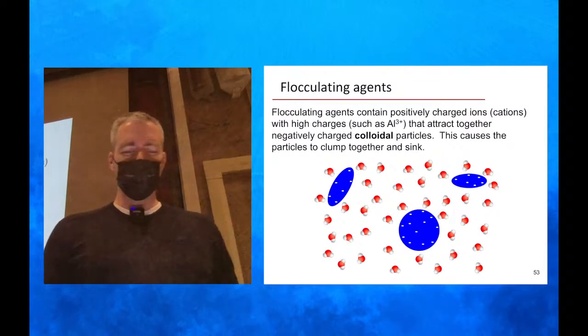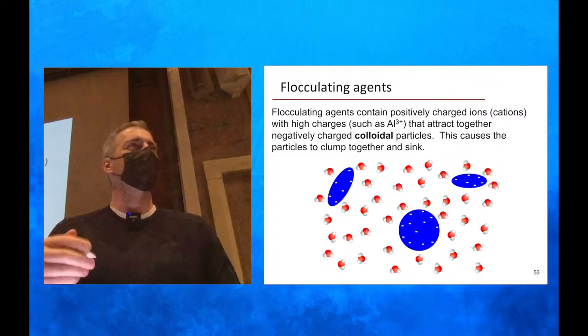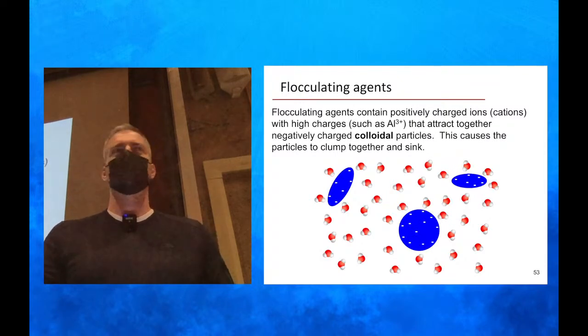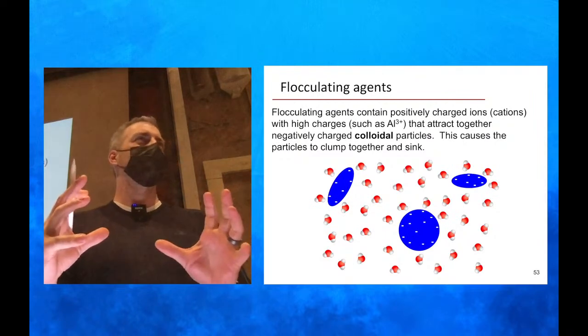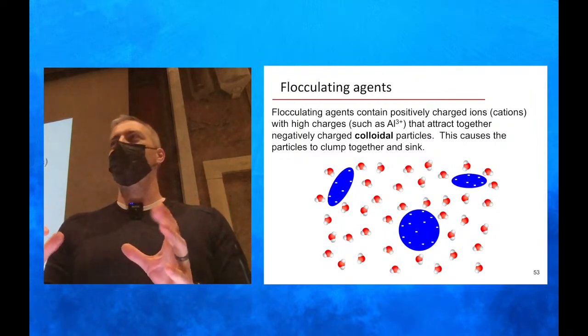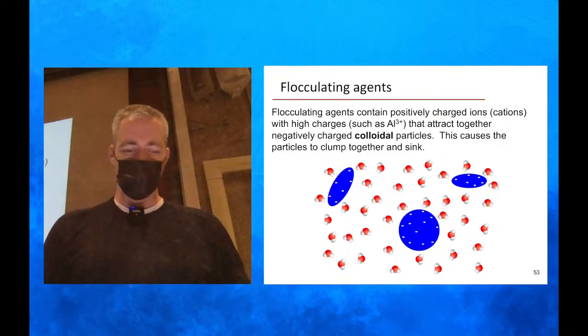So what we actually do is use something called flocculating agents. These are typically some sort of positively charged metal ions that have a really high charge. The most common one that's used is aluminum 3+. If you put that in the water, this positive charge attracts the negative charge of the colloidal particles, and it causes the particles to all cluster together. When they cluster together, they're heavy enough that they settle to the bottom.